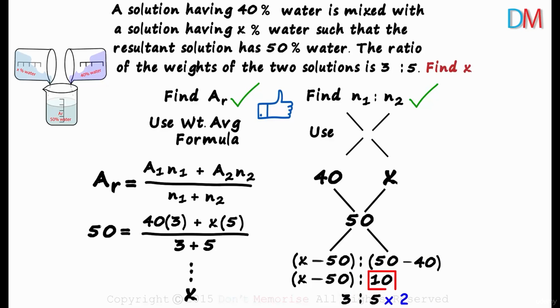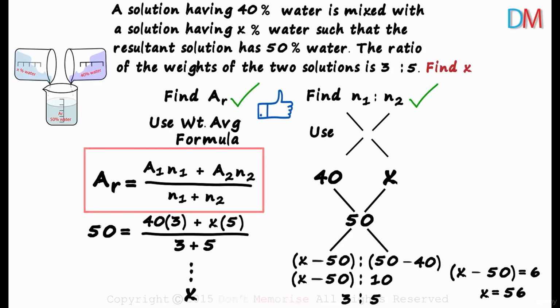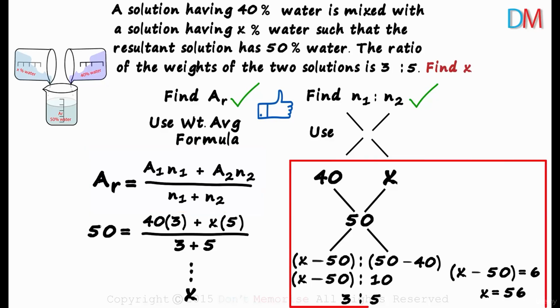As 5 times 2 is 10, even 3 times 2 will equal X minus 50. X minus 50 will be equal to 6, so X will be equal to 56. The second solution has 56% water. You would get the same answer even if you use the formula. Now, if you ask me, I would say that the alligation technique is faster. With enough practice, using the alligation technique becomes very easy.